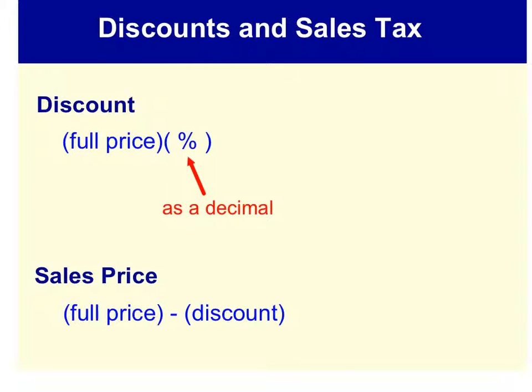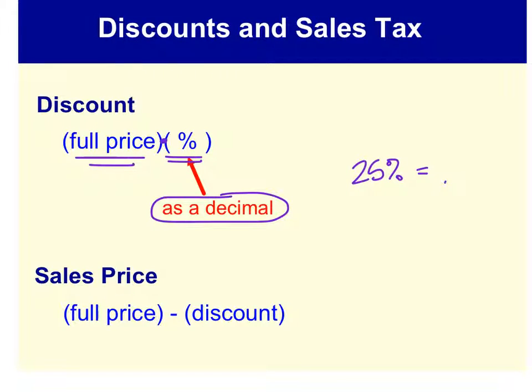So this slide just gives us the two little mini formulas we need to work on discounts. When you take a discount, you just do multiplication. You're going to take the full price of an item and then you're going to multiply it by the percent. The only thing you have to look out for is that you write the percent as a decimal. So for example, 25% is equal to 0.25. You just take that decimal and move it 2 spots to the left.